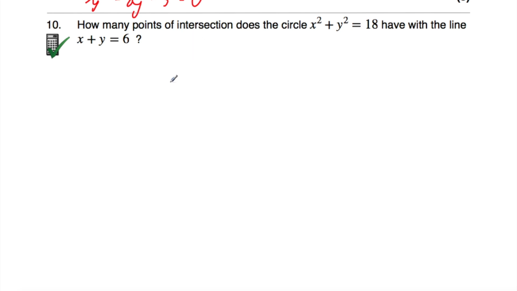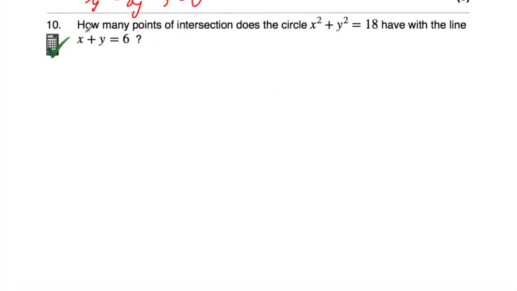It could be that the line touches the circle and carries on, so that's a tangent, so it would have 1 point of intersection. Or the straight line could pass through the circle and then you're going to get 2 points of intersection. So let's work this out. I'm going to treat it like the equations we've been looking at so far and try to solve it, and finding the number of solutions will tell us our answer.